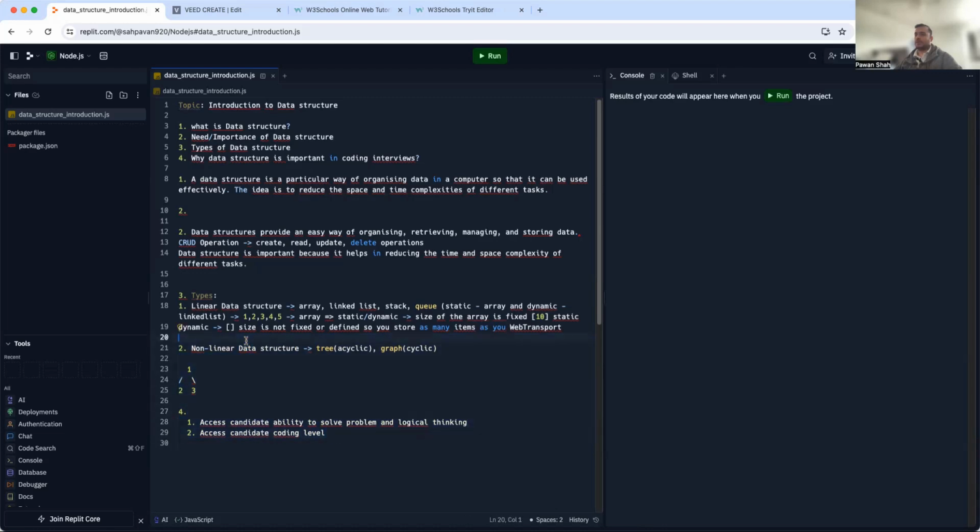The first part in the coding interview itself will be the data structure. So that's all for today. This covers everything about the introduction to data structure.